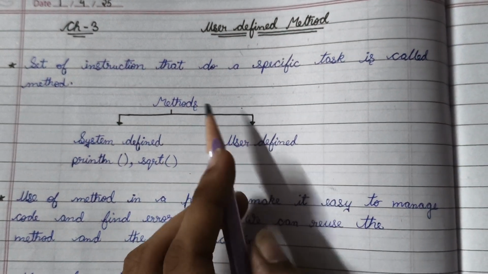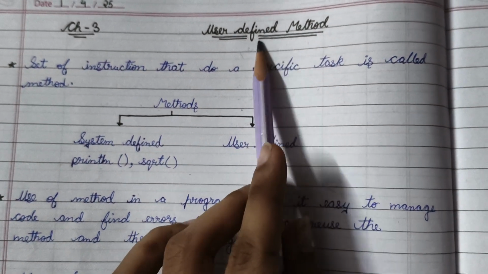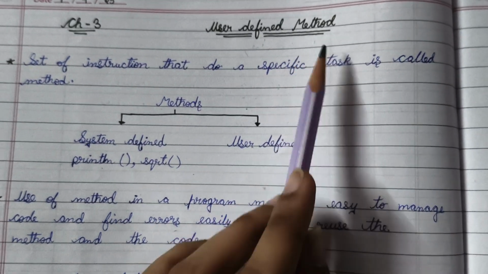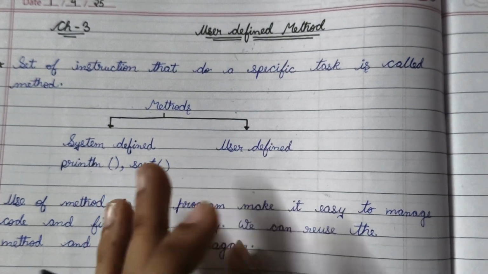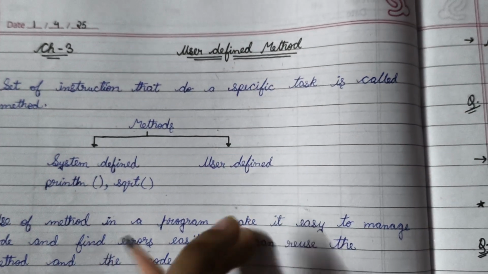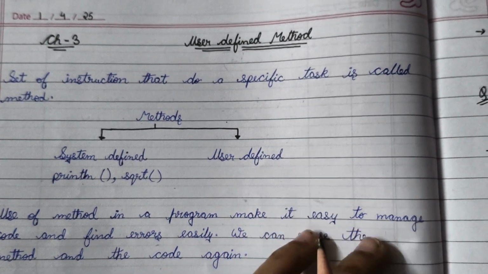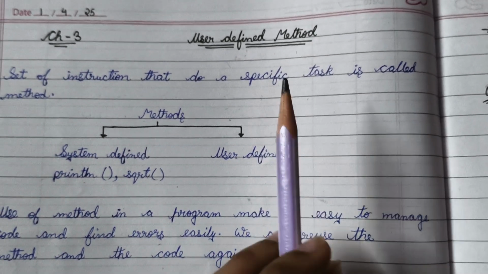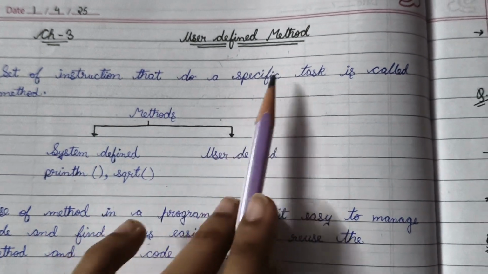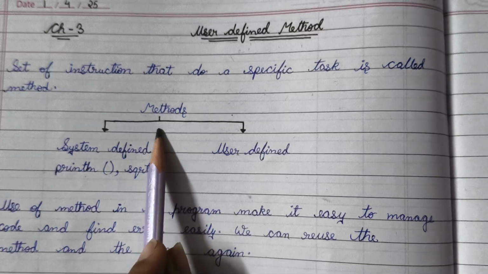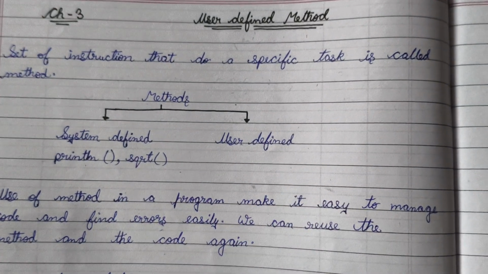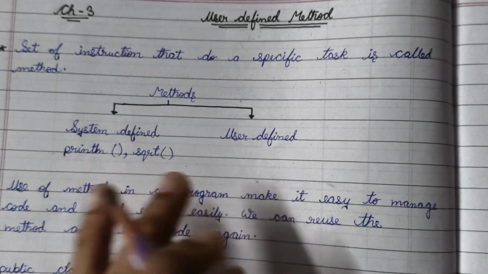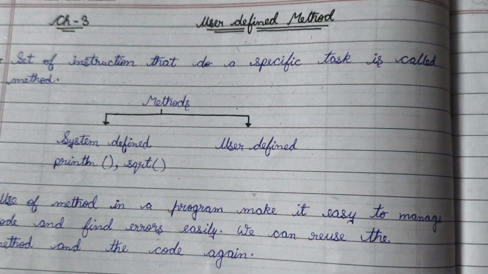So in this chapter we will study user defined methods, meaning the methods which are defined by the users. So what is a method? Like our teacher gives us instructions on how to study for exams, similarly we also give instructions to the computer to perform a particular task. So a method is a set of instructions that does a specific task. Now methods are of two types: system defined and user defined. System defined methods are already defined in Java, and user defined methods are the ones we will create.